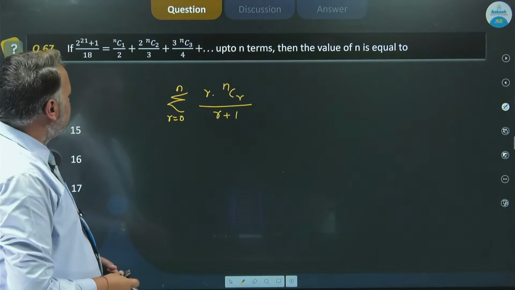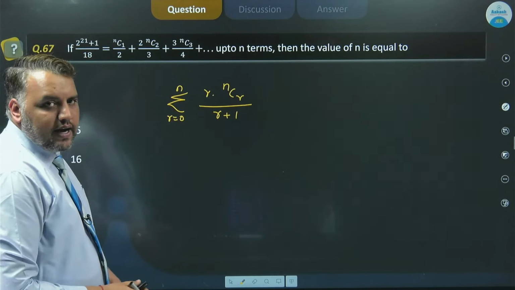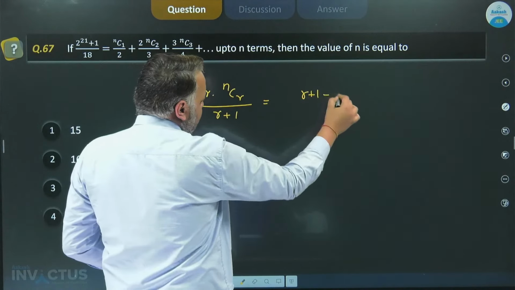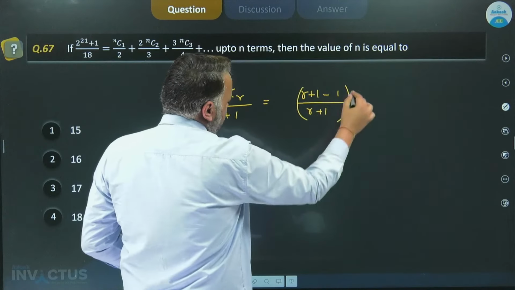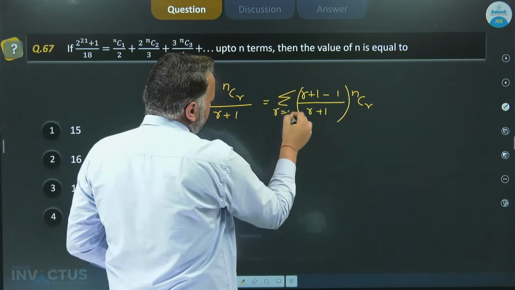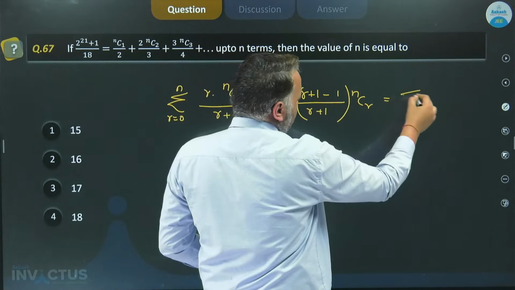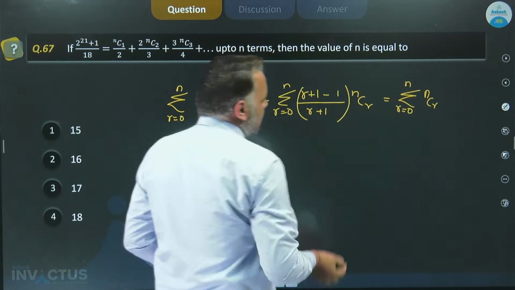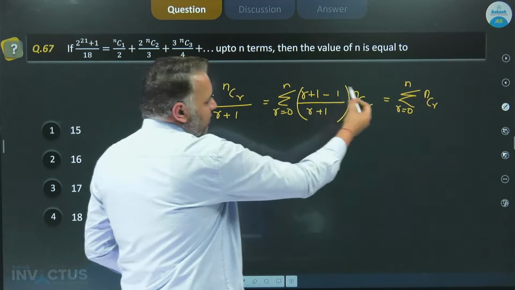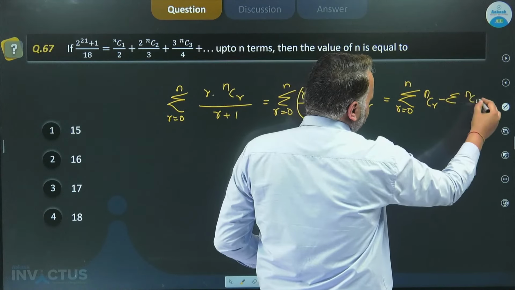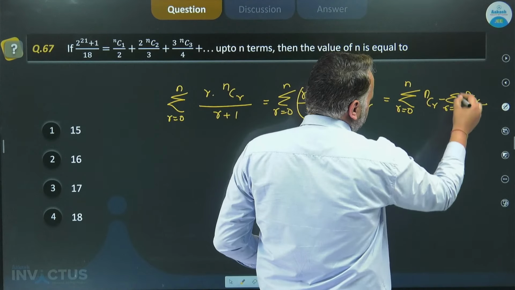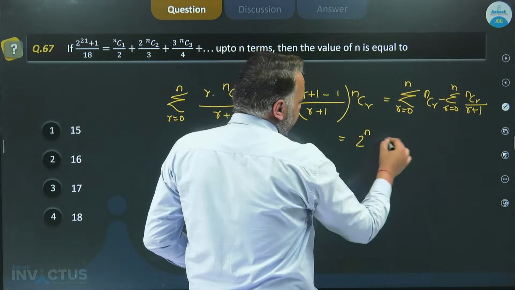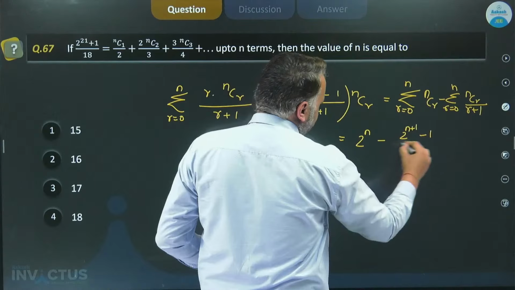So we have to comment on this. We have to compare this value with the given one and comment on n. So now writing this R as R plus 1 minus 1, we can break this summation in two parts. One is summation of NCR with R plus 1 divided by R plus 1, and one is minus summation of NCR divided by R plus 1, R is equal to 0 to n. Both are standard summations. This is 2 power n, and that will be 2 power n plus 1 minus 1 divided by n plus 1.